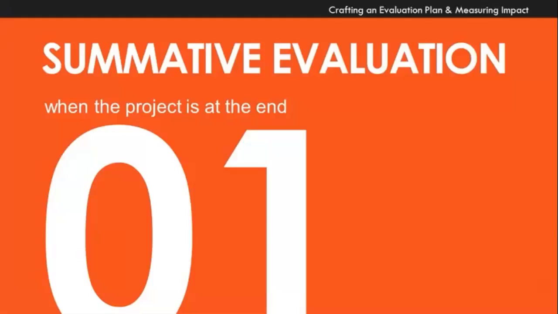There are three different types of evaluation: summative, formative, and developmental. I'll introduce these one by one. They happen at the end, at the middle, and at the beginning of the project. So a summative evaluation happens at the end of a project. This is the kind of project where you've gone through it, you've done it, it's done.